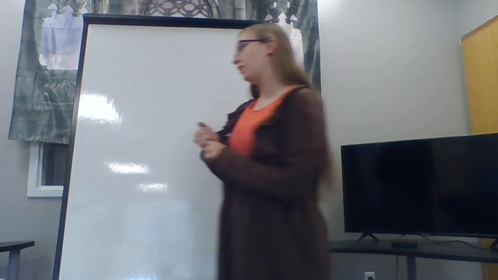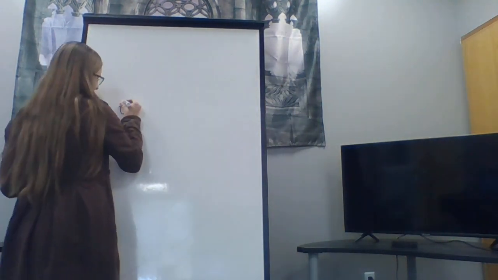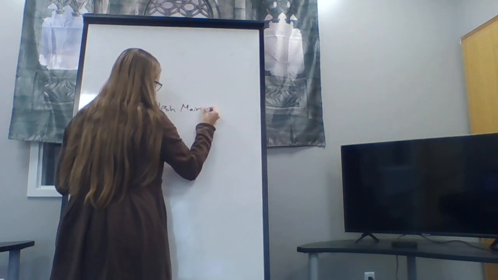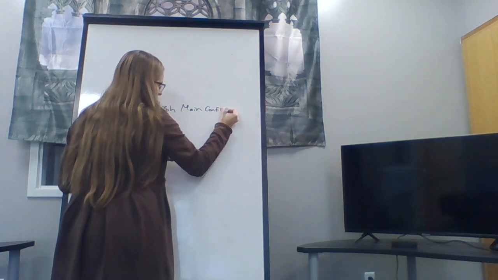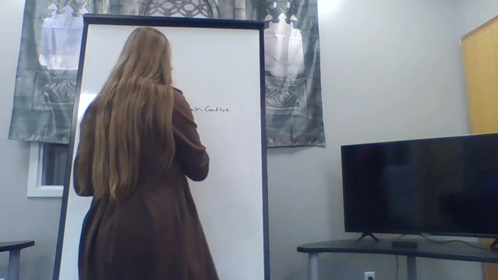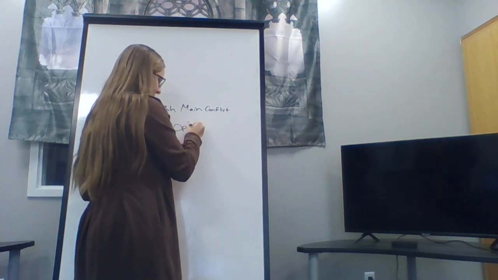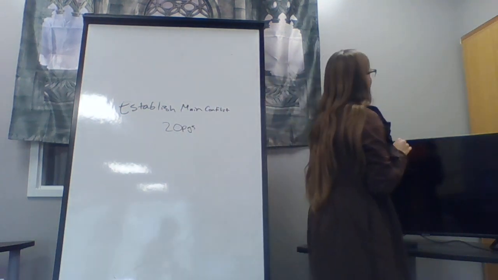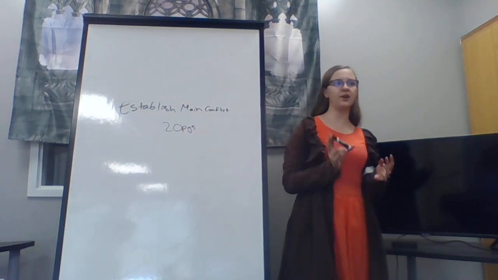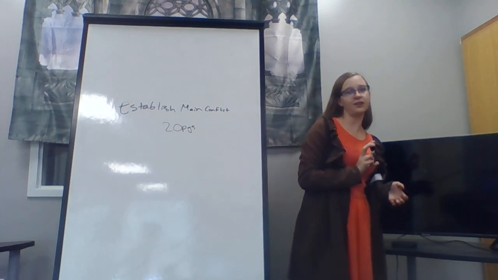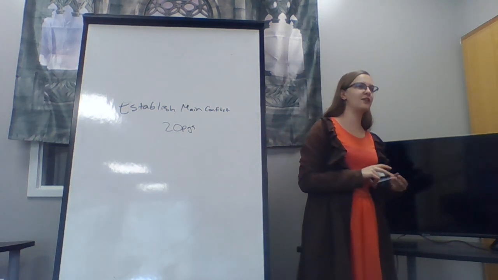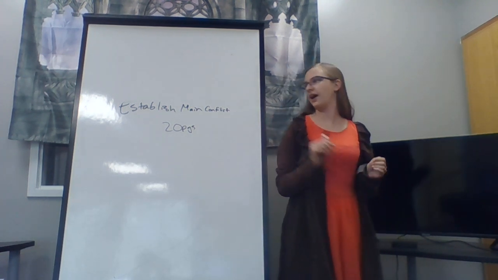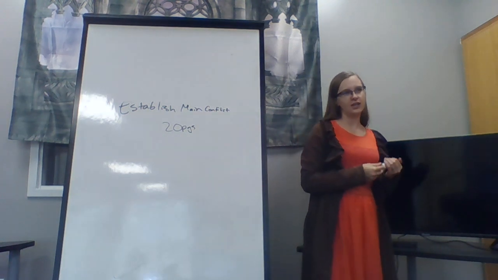The next thing that you want to do is establish the main conflict within the first 20 pages. Generally, if you haven't introduced the main conflict within the first 20-ish pages, that's when you start getting in a little bit of trouble as a writer, because then you're going to start losing your readers. You have 20 pages to get those readers hooked, and if you're not hooking them by that 20th page, they're probably going to put the book down.